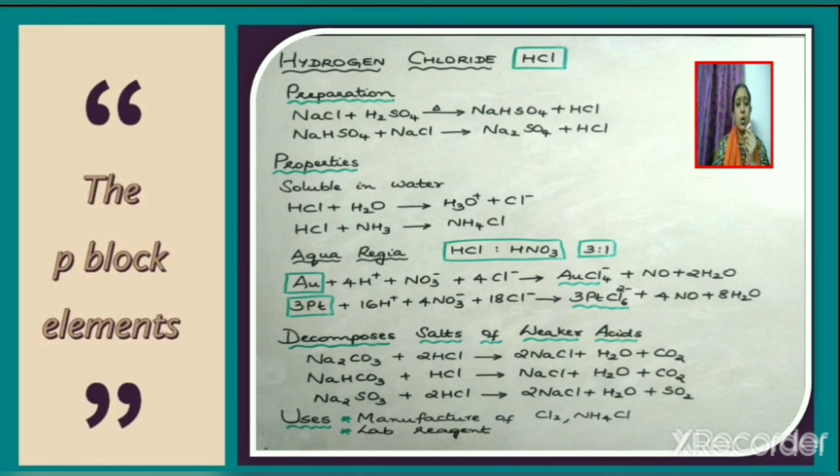It decomposes salts of weaker acids. Now how can we write the reaction equations? Sodium carbonate reacts with HCl to give sodium chloride, water and carbon dioxide. Similarly, sodium bicarbonate reacts with hydrochloric acid to give sodium chloride, water and carbon dioxide. Sodium sulfite, Na2SO3, reacts with hydrochloric acid to give sodium chloride, water and sulfur dioxide. What are the uses? It is used in the manufacture of chlorine and ammonium chloride. It is also used as a lab reagent.